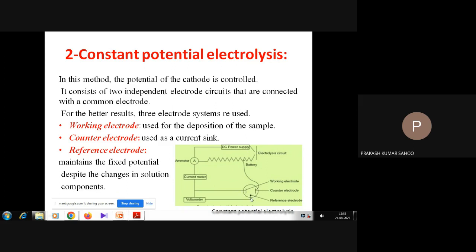And just remember, this reference electrode is used here to have the constant potential, irrespective of the change in solution components. So as the components of the solution change, due to the presence of this reference electrode, it will maintain the constant potential environment.